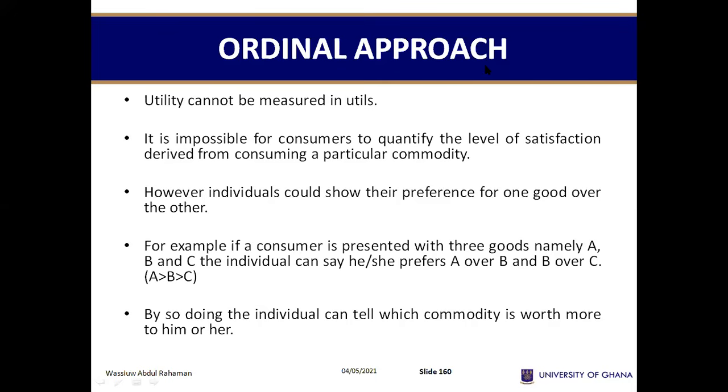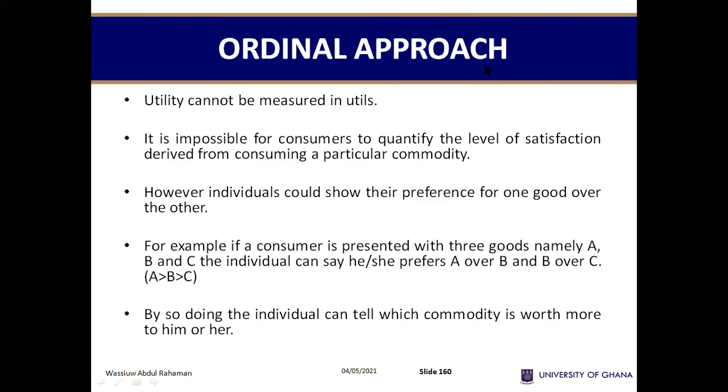And so the individual can reveal preference over some commodity than another, but the individual cannot say that commodity A gives me 1,000 units of satisfaction and B gives me 900 units of satisfaction, and therefore I am choosing A over B. The individual cannot say that. All the individual can say is that A gives me more satisfaction than B, and therefore I am going for A. But utility cannot be measured.